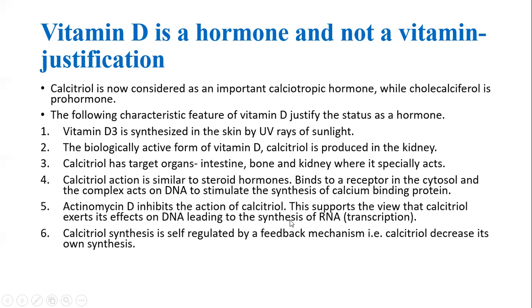There are two types of feedback mechanism: the first is the positive feedback mechanism and the second is the negative feedback mechanism. In a feedback mechanism, molecules or chemicals control their own concentration. If they increase their own concentration, it is called a positive feedback mechanism. If molecules or chemicals decrease their own concentration, that is called a negative feedback mechanism. Calcitriol self-regulates by a feedback mechanism; it decreases its own amount by its own synthesis. So all these characteristics show that vitamin D is a hormone, not a vitamin.